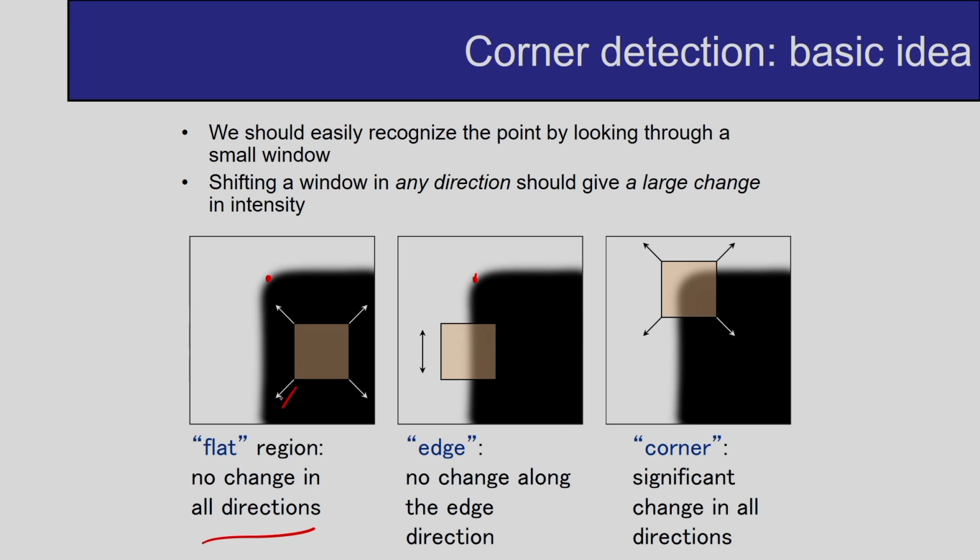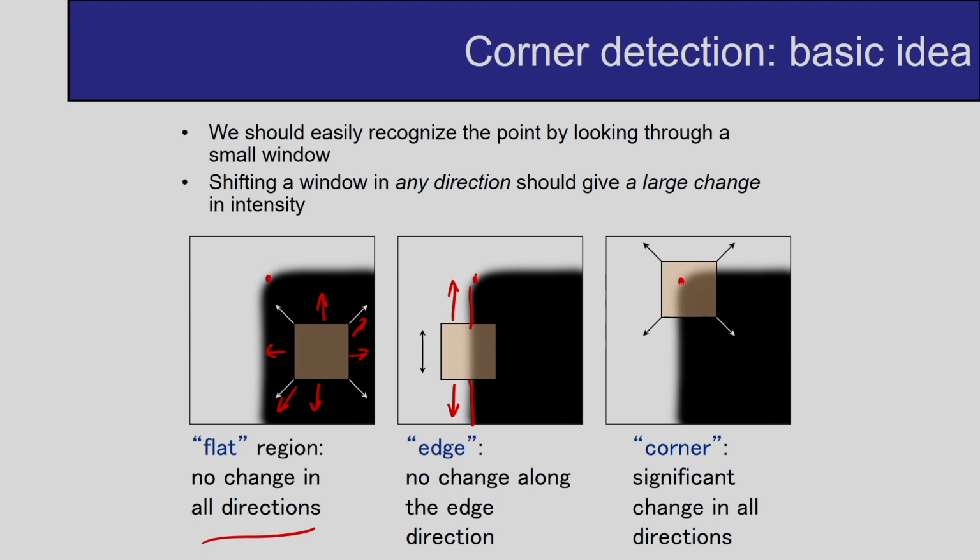I can move the window in this direction, in this direction, in this direction. Like this I can move the window in all the directions. Corresponding to the homogeneous region, that is the flat region, there is no change in intensity in all the directions. Corresponding to the edge, as you can see in the second figure, there is no change along the edge direction. If I move the window in this direction, you can see no change along the edge direction.